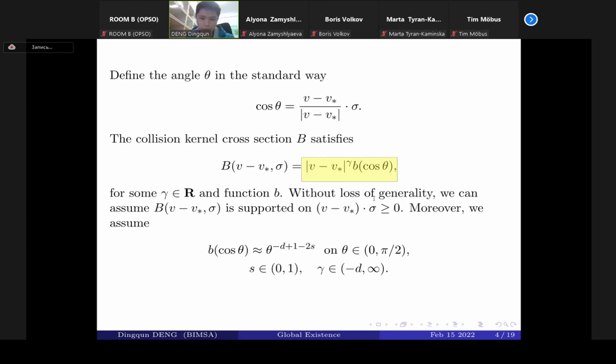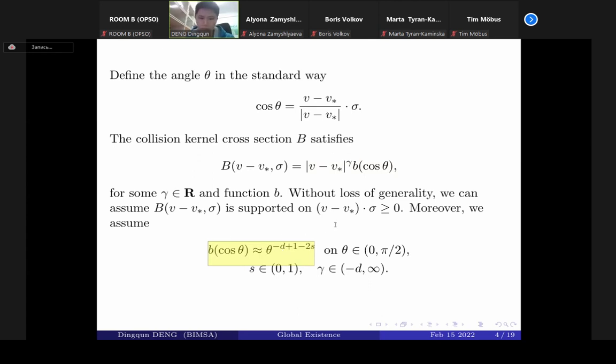So without loss of generality, we can assume that (v minus v star) dot sigma is larger than or equal to 0. And moreover, we will assume this b(cosine theta) to be approximately theta to the power of minus d plus 1 minus 2s. Here s is between 0 and 1. d is the dimension of the space. So this will be the basic definition of this equation.